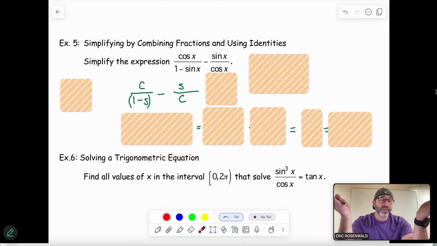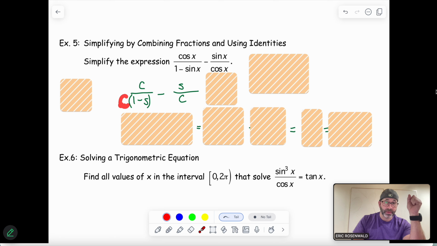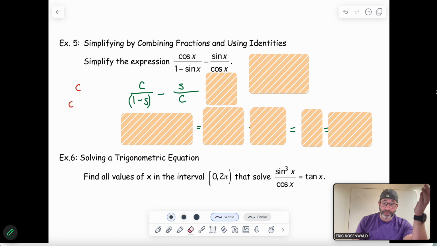How do I get fractions to be exactly the same so that we can put them together? Well, in order to do that, we usually get a common denominator. If we look at this denominator right here, there's a c missing. And if we look at the denominator on the right side, there's a 1 minus s missing. So if I'm going to get the denominators to be the same, I've got to do the same to the top as I do to the bottom.